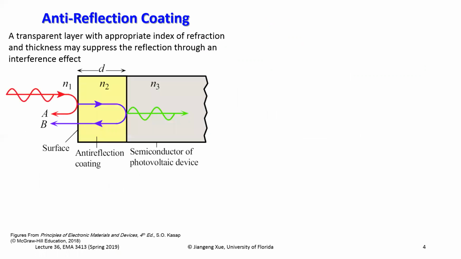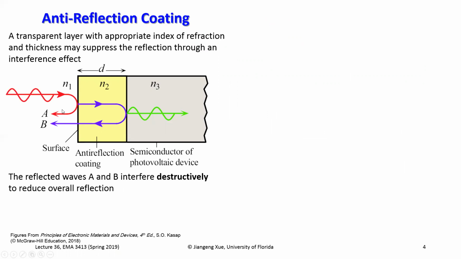So for this anti-reflection coating, when light is reflected off the front and back surface of the coating, these two partial waves, if they can interfere destructively, then we can possibly reduce the reflection. To have destructive interference, we need the phase angle difference between the A and B partial waves to be 180 degrees or more, or 540 degrees, pi, 3 pi, and so on.